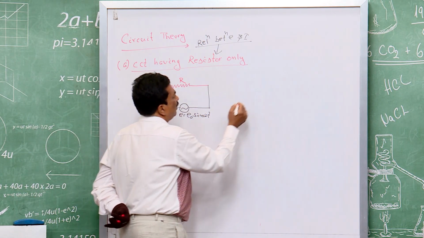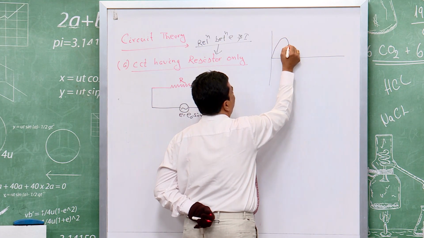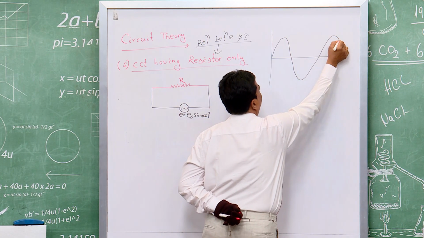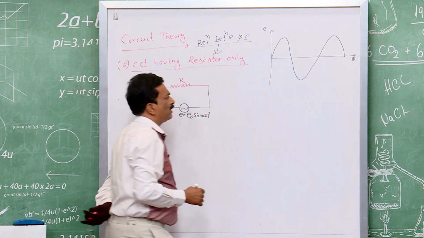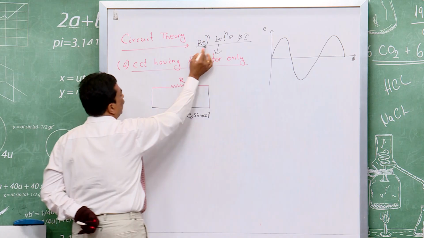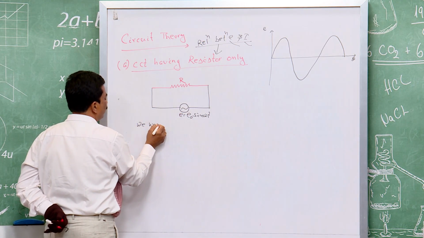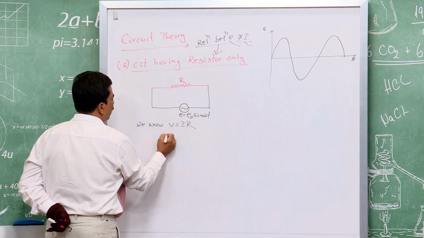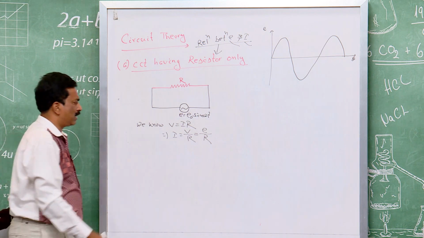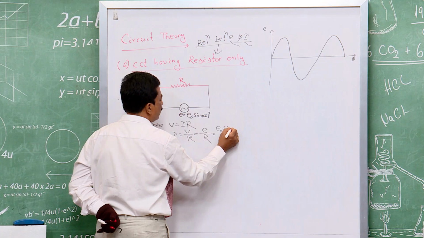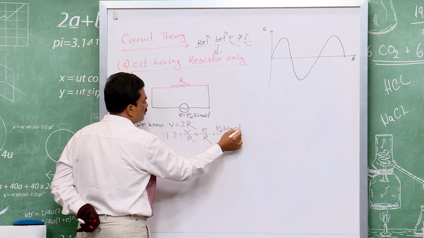So, if E equals E0 sin omega t, where theta is omega t, our relation is between E and I. If E is given, we have to find I. We know V equals IR, which implies I equals V by R. V is equal to E, so I equals E by R. So I equals E0 sin omega t by R. E equals E0 sin omega t is provided.